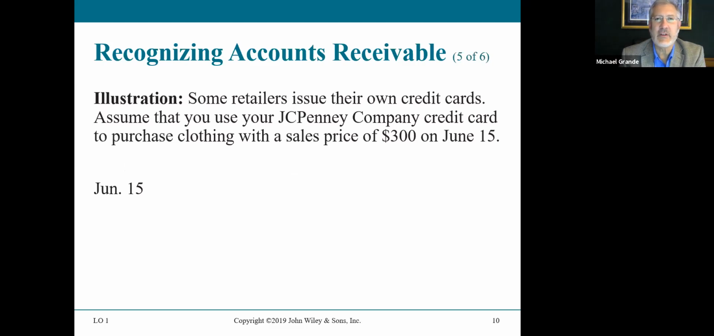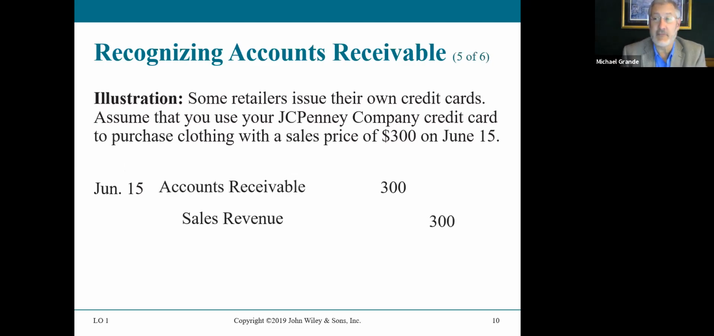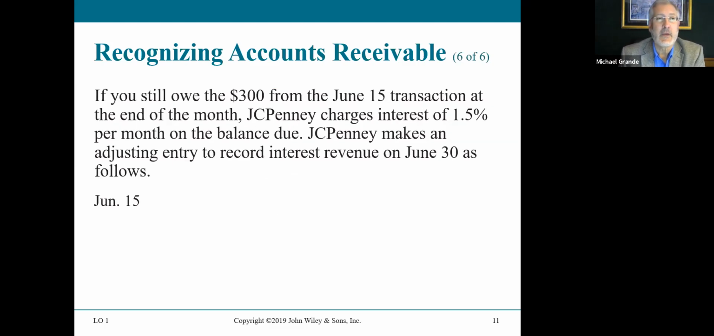Recognizing receivables. Some retailers issue their own credit cards. Assume that you use your JCPenney credit card to purchase clothing with a sales price of $300 on June 15th. There's a sales transaction, which you're comfortable with at this point. If you still owe the $300 from the June 15th transaction at the end of the month, JCPenney charges interest at 1.5% per month. Now, generally speaking, interest, unless otherwise stated, is reflected as an annual percentage rate. This is not 1.5% per year. This is 1.5% per month, okay?